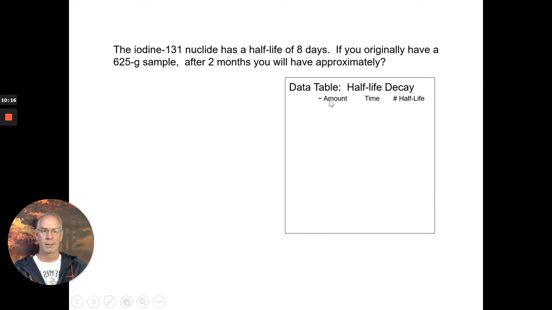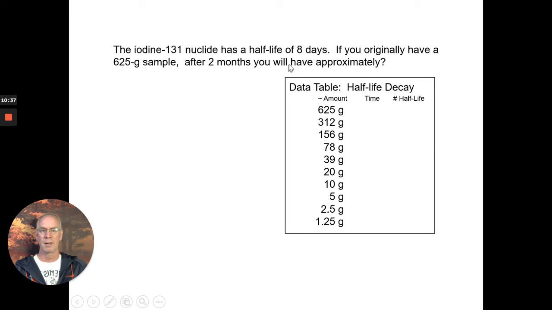Start by writing the approximate amount, the time, and the number of half-lives that have passed. So I started with 625 grams. Then, on my calculator, I just divide that by 2, divide by 2, divide by 2, divide by 2, divide by 2. And notice these are approximate, okay? Because the question says, after 2 months, how much will you have approximately? So I didn't worry about all the decimals. I'm just kind of spitballing here, getting the best average I can.